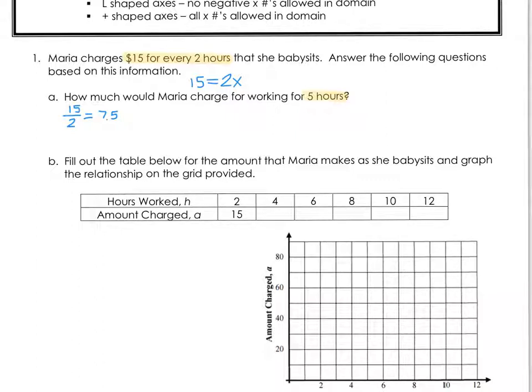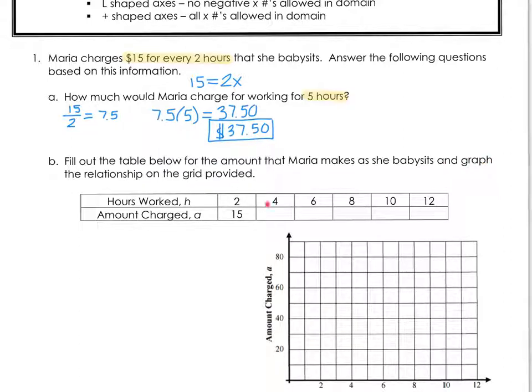So if she works 5 hours, well, I know it's $7.50 per hour, so I can do 7.5 times the 5, which will then give me 37.5, and then I just added the 0 since it's money and wrote it as a real life answer. So she'll make $37.50. Part B says we need to fill out the table below for the amount that Maria makes as she babysits and graph the relationship on the grid provided.